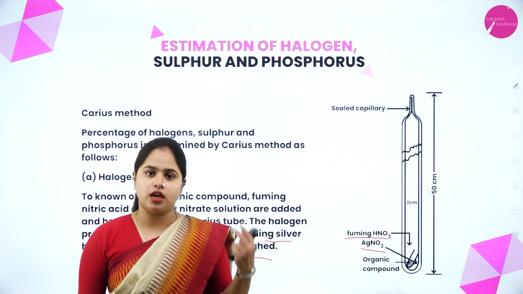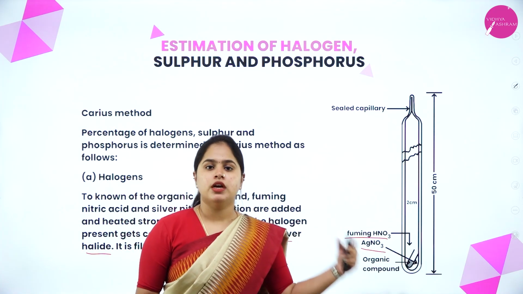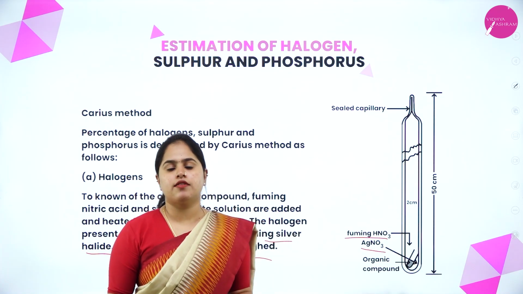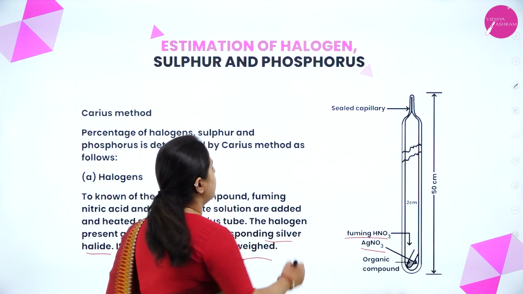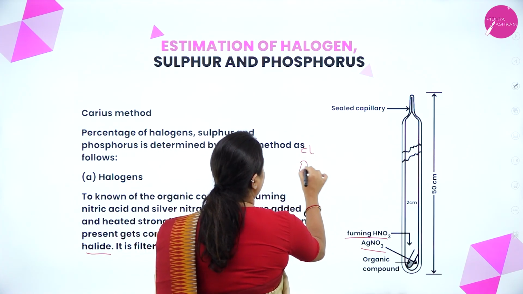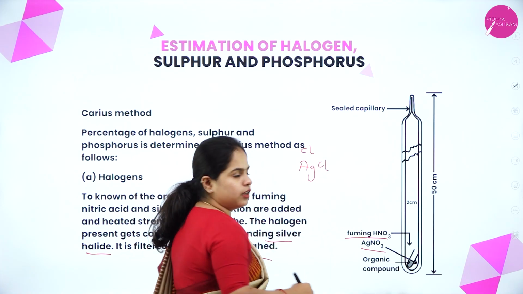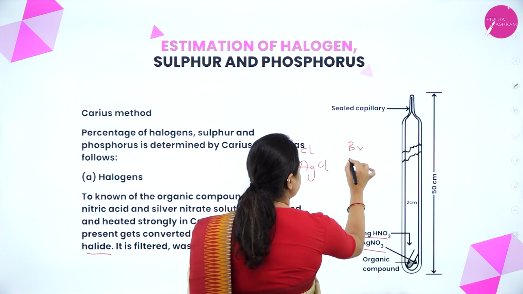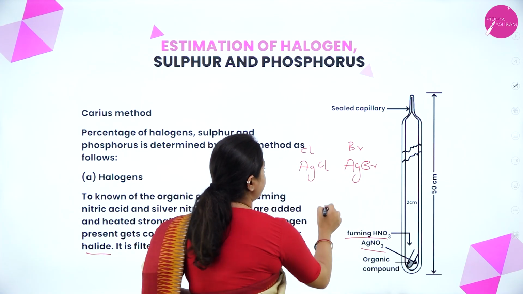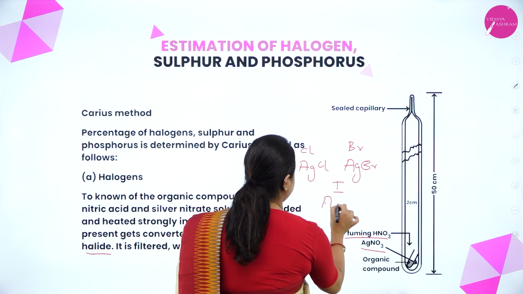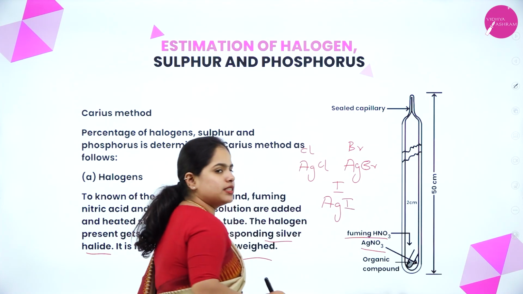The halogen containing organic compound is taken in the Carius tube. Fuming nitric acid and silver nitrate is added. What will be formed? The corresponding silver halide is formed. If you are taking chlorine, what will be the halide formed? Silver chloride. If you are taking bromine, the corresponding halide is silver bromide. And if we are taking iodine, the corresponding silver halide will be silver iodide.